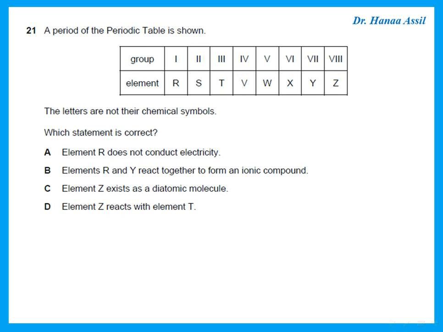Element R does not conduct electricity? Well, I will disagree because element R is in group 1 and that's a metal. So it would conduct electricity. Elements R and Y react together to form an ionic compound? Yes, I would agree because R is in group 1 and Y is in group 7, so something like sodium and chlorine would react.